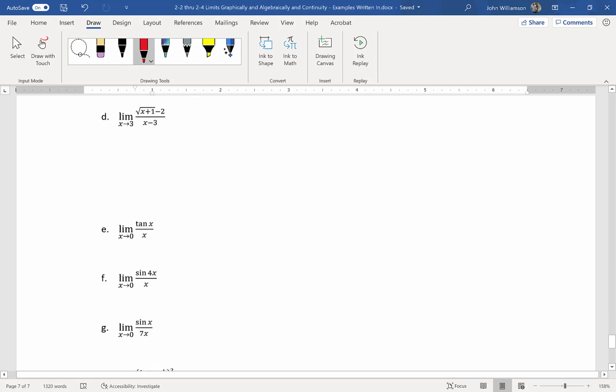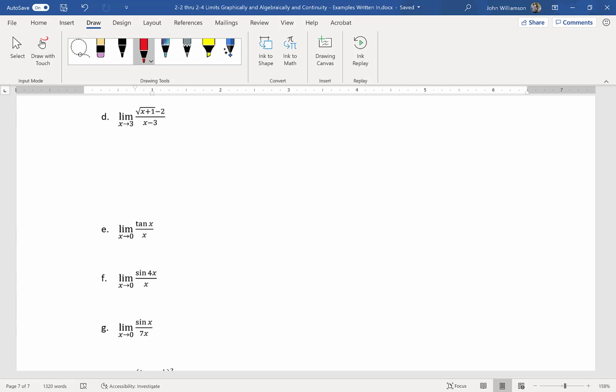All right, D looks a little bit similar, so we've still got stuff going on, so it's not a pure rational function because it's not a polynomial just divided by another polynomial. Now we've got a radical in our numerator, so the limit as x is approaching 3, square root of x plus 1 minus 2, all over x minus 3.